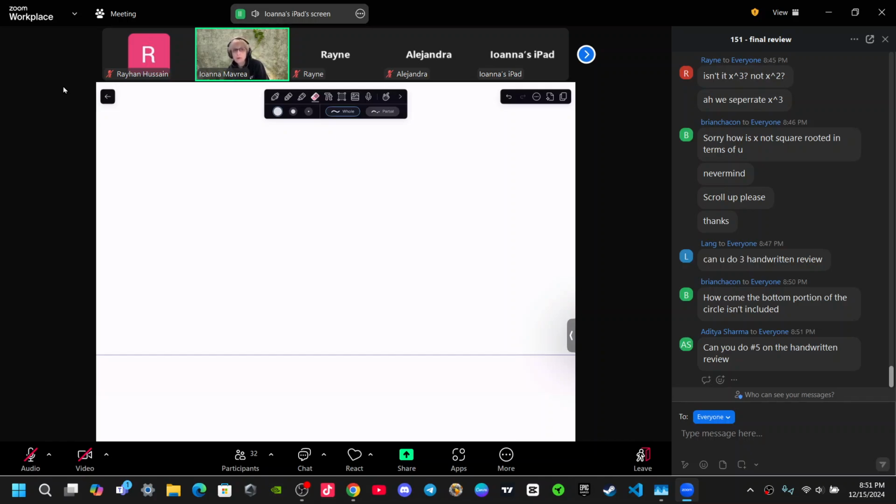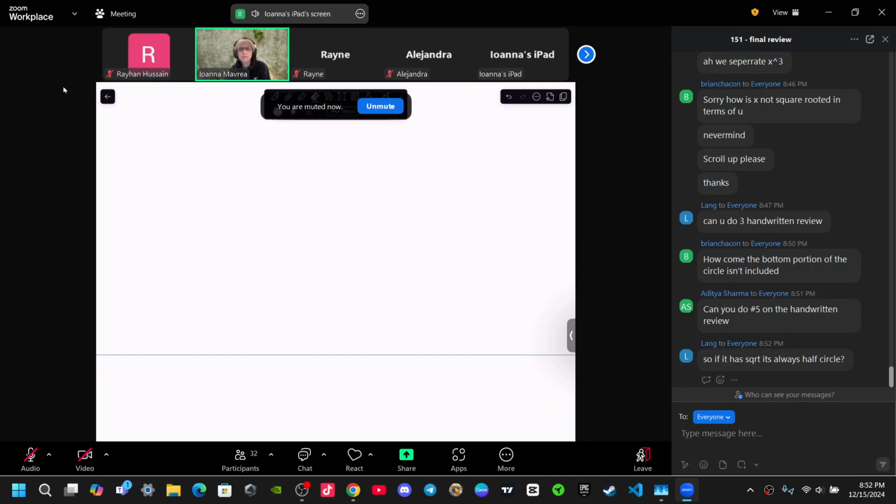But remember that a definite integral is not necessarily area. It's signed area. Signed area. So yeah, if it's square root, it's half a circle. Yes. Or a quarter of a circle.